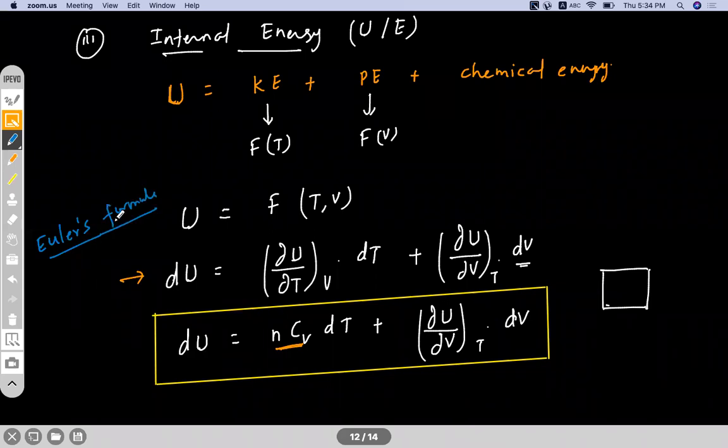which we use to differentiate when a given variable depends upon more than one variable. Suppose y is equal to f(x), then what will we do? dy by dx we will directly write as f dash x. But y and x, only one independent variable and one dependent variable we have. If you have more than one independent variable, then we use Euler's formula to differentiate. In this, what we do? du will differentiate with respect to one independent variable, keeping the other variable constant. This expression means differentiation of u with respect to t, keeping v constant, into dt.